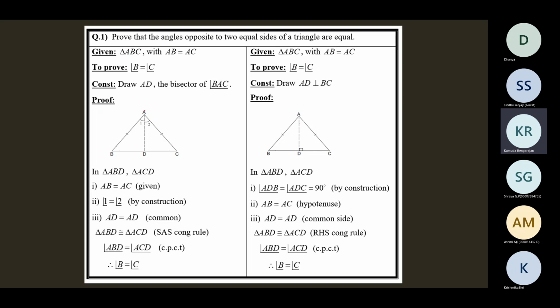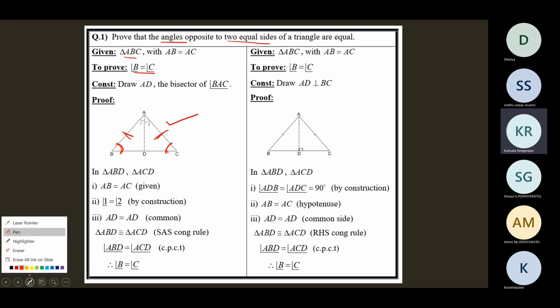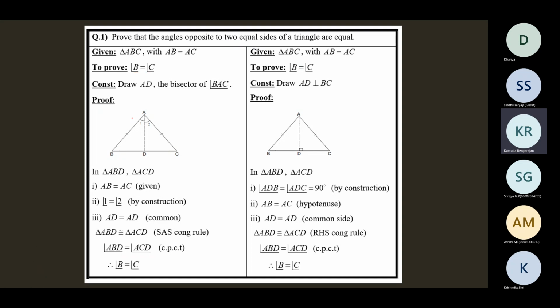We are given a triangle ABC with AB equal to AC. Two sides are equal. We should prove that the angles opposite to them are equal. So we are given that AB is equal to AC, and we have to prove that angle B is equal to angle C. That is, the angles opposite to equal sides are equal.